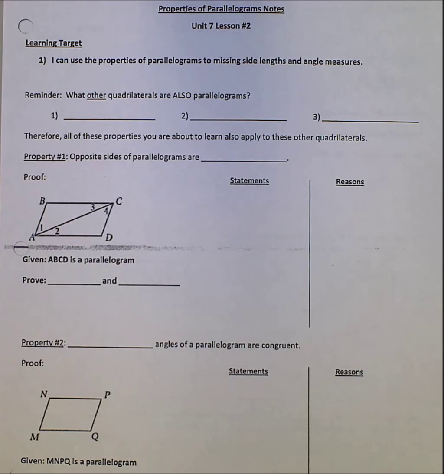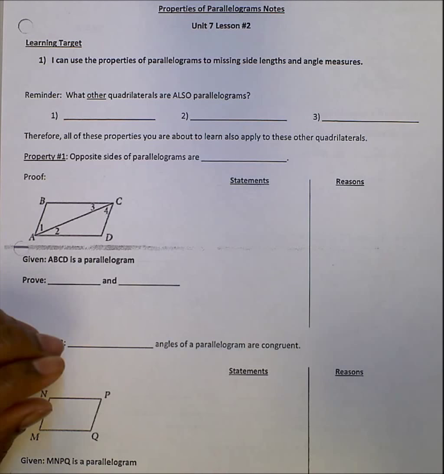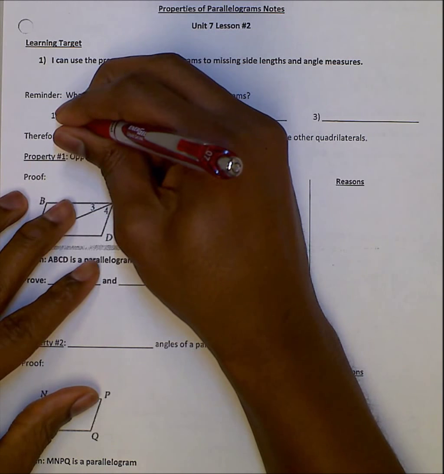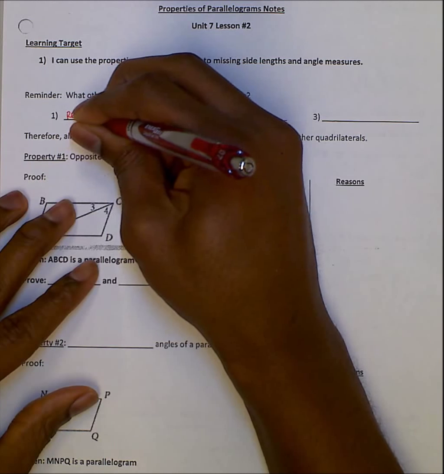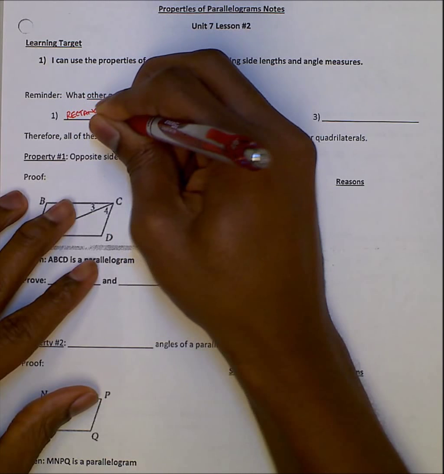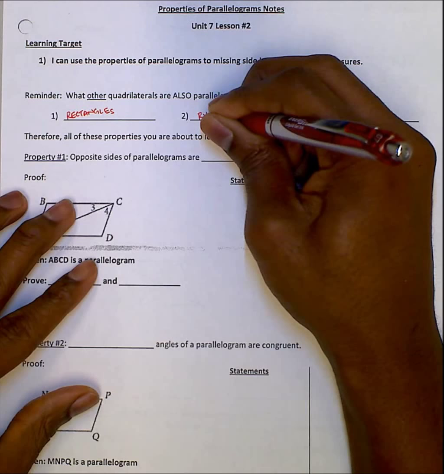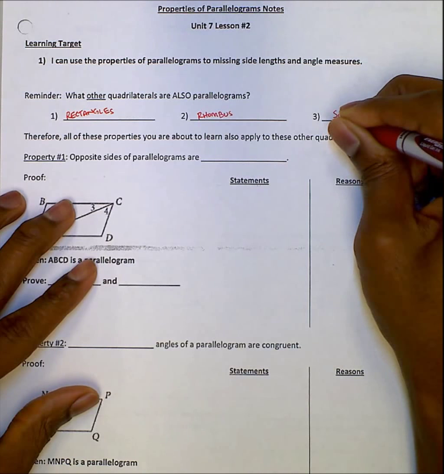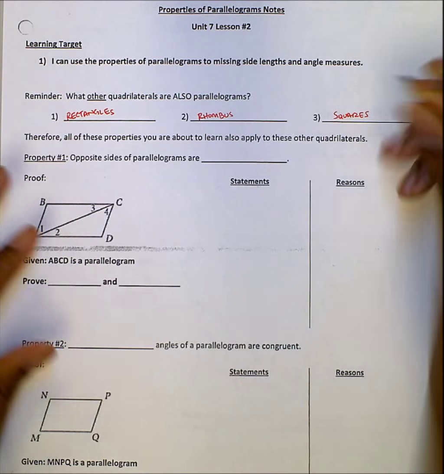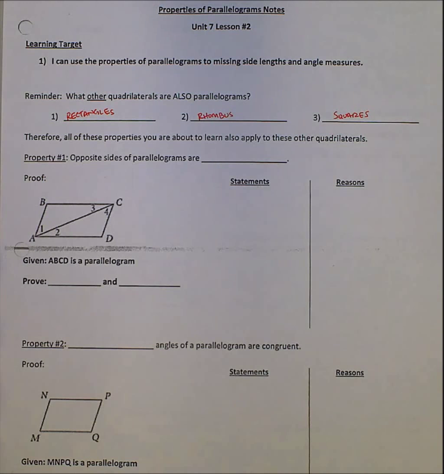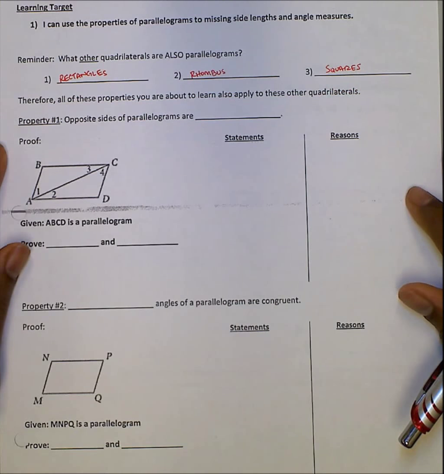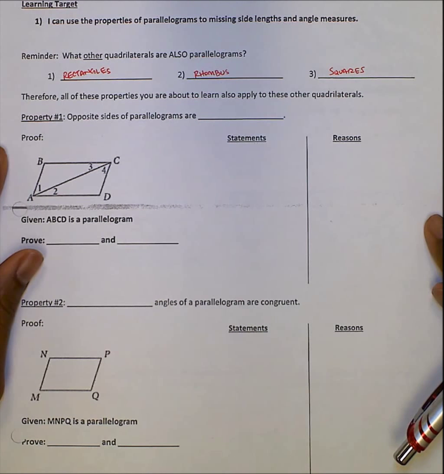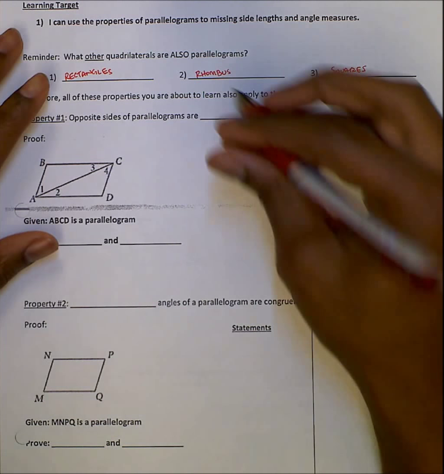Reminder, what other quadrilaterals are also parallelograms? Okay. So when we talk about parallelograms, we're also talking about rectangles, rhombuses, and squares. These are all in the parallelogram family. So any of the properties of parallelograms also apply when we're talking about rectangles, rhombuses, and squares. Okay, so first property, opposite sides of parallelograms are congruent.